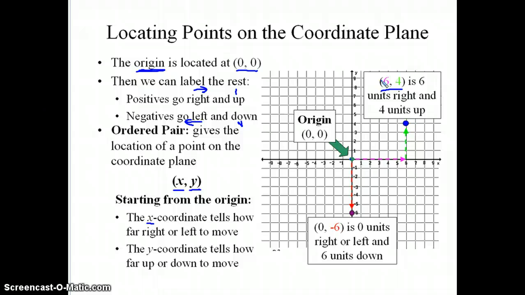Whereas on the purple point down here, you will see that I have 0, negative 6. This time I start at the origin and I do not move left or right because the value is 0. But the y value is negative 6, so I am going to move down 6 units, ending at my point here of 0, negative 6.